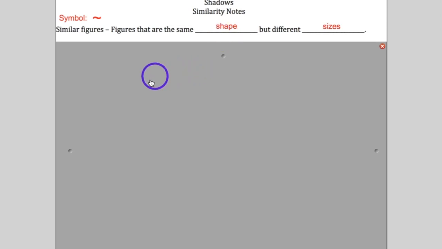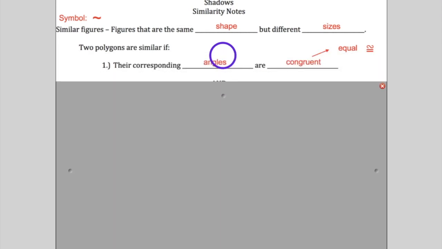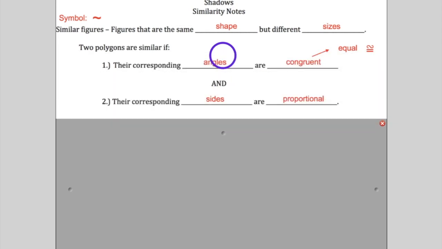So fill in the blank with me here. Similar figures. They are figures that have the same shape but different sizes. So what does that mean to have the same shape? We've looked at that a little bit in class, but we have a mathematical definition for that, okay? And so they are considered to be the same shape if their corresponding angles are congruent and their corresponding sides are proportional.